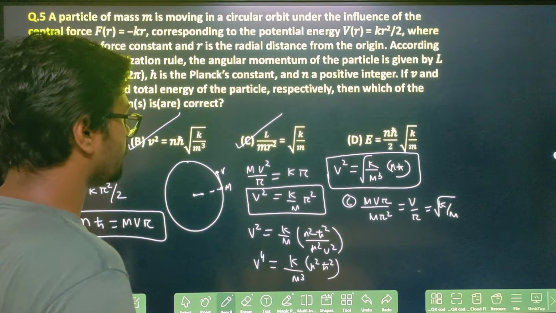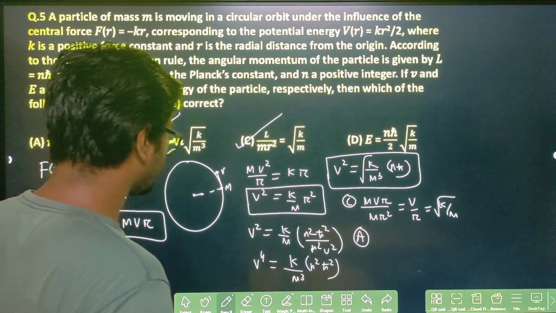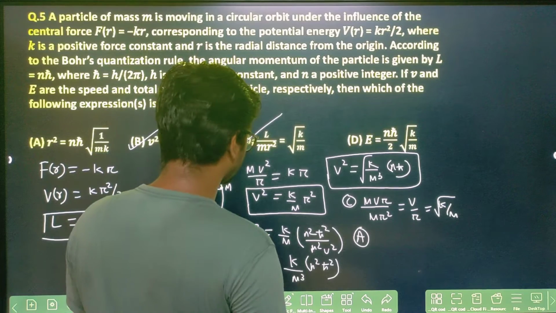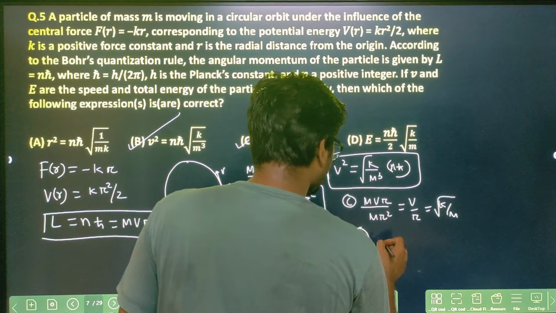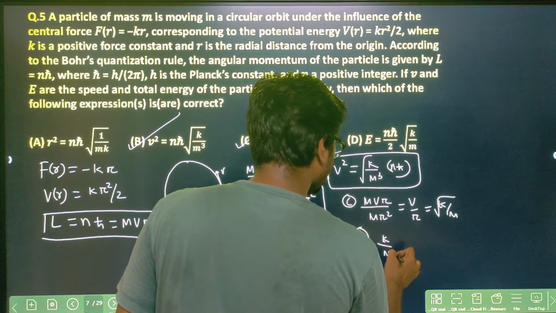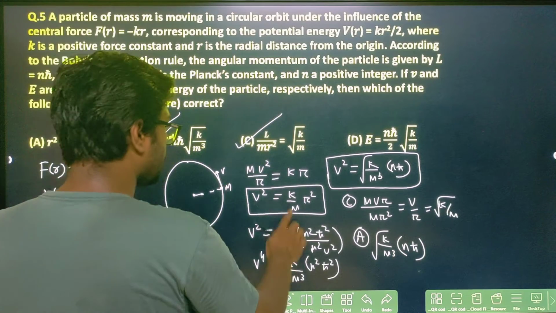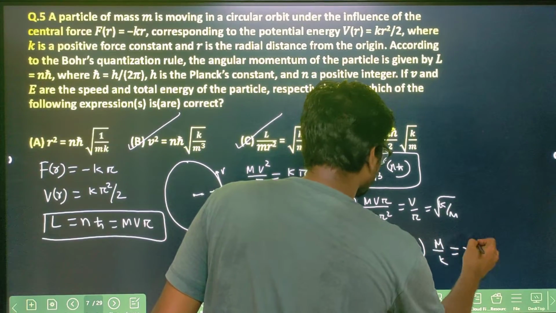Let's check option A. For option A, they are asking r square. r square we have seen, right? v square into m by k. Clear? So v square I can write as root of k by m into n h cross, v square into m by k. So I have to write m by k. This will be your r square.